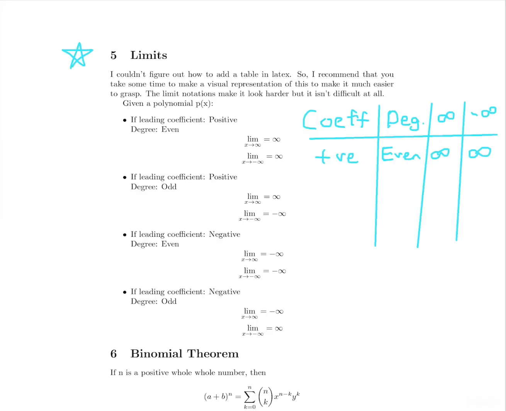Number 5, we have limits, very important. Now, I couldn't figure out how to add a table in LaTeX, so I recommend that you take some time to make a visual representation as I made it over here. It'll make it much easier for you because the limit notations actually make it look much harder than it is. It seems like you have to memorize a ton of limits, but if you arrange them in this table, for example, you have the coefficient, the degree, and the limit as it approaches positive or negative infinity, it'll be much more clear to you and it'll be easy for you to grasp.